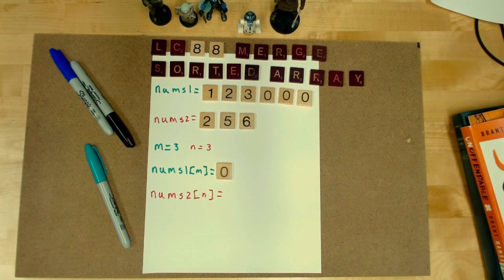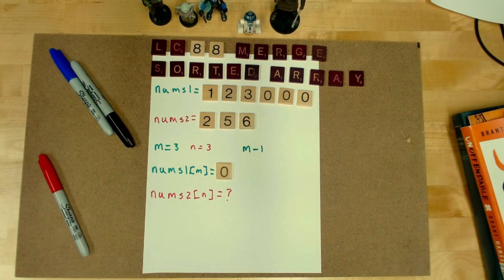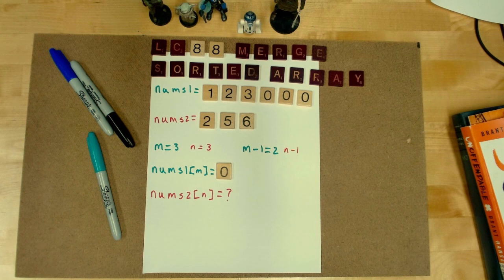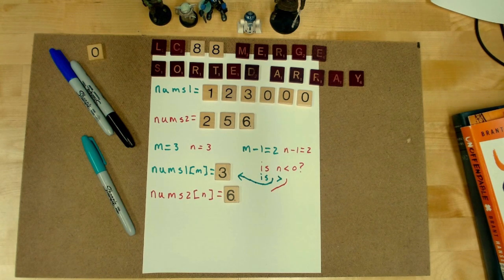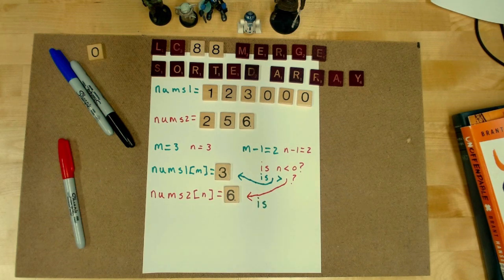We need to do n minus 1 and m minus 1 to actually get the index of the final integer to be sorted in each array. To solve this one, we just have a few questions we need to ask. Is n less than 0? Is nums1 at index m greater than nums2 at index n? And is m greater than -1?